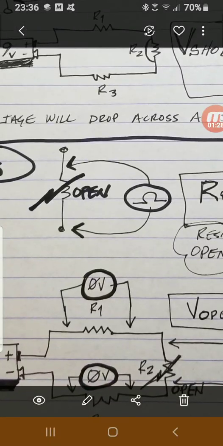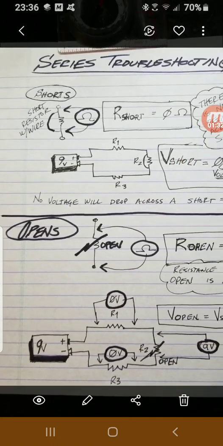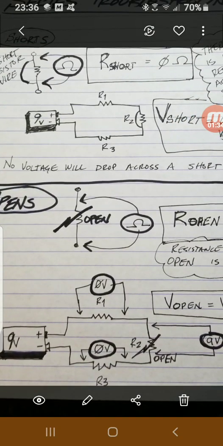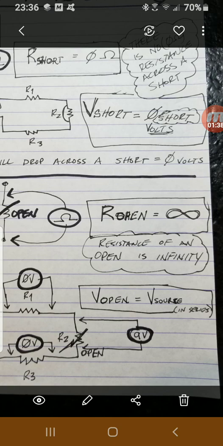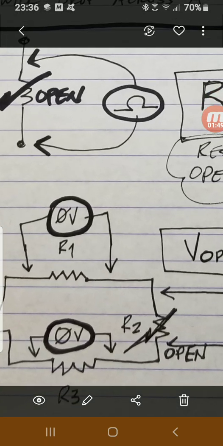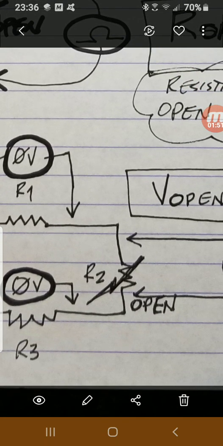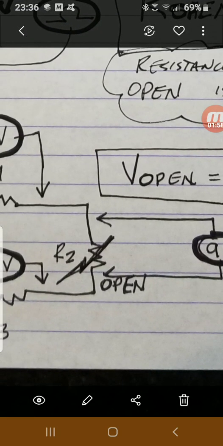So let's take the converse of that, the opposite of that, which would be opens. If I take a resistor and it's open, when I read that ohmic value, that resistor is going to read infinity. So the resistance of an open is infinity. And if I take that same circuit, a 9-volt battery, and I simulate an open, or take a resistor with very high resistance, then all the voltage is going to be across that open.